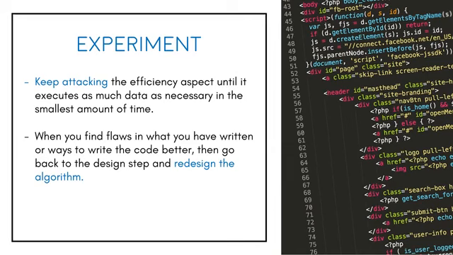When you find flaws in what you have written or ways to write the code better, then go back to the design step and redesign the algorithm. The design analysis of algorithm is a circular process. An experiment on an existing algorithm might lead to a new design, or a recoding of an algorithm might lead to a more efficient execution. Wherever you find yourself, keep working towards the goal of efficiency of the algorithm.